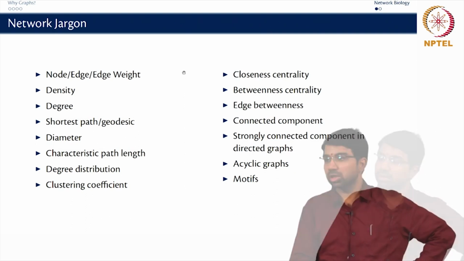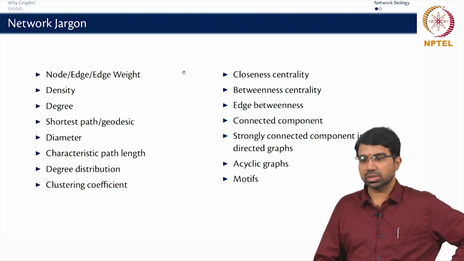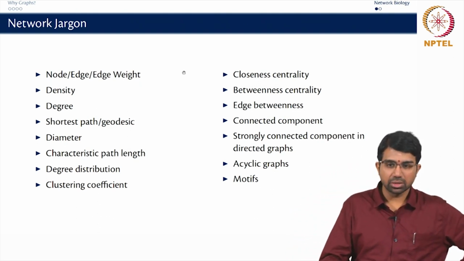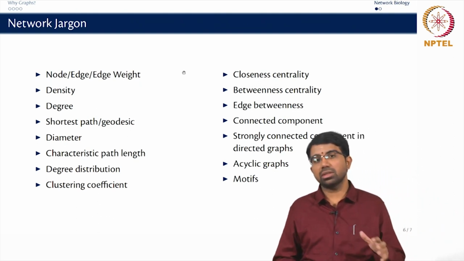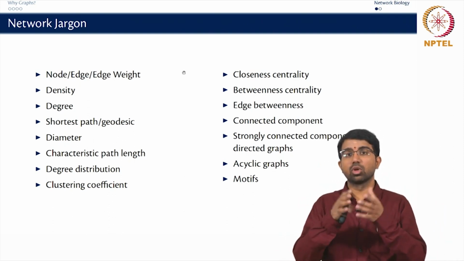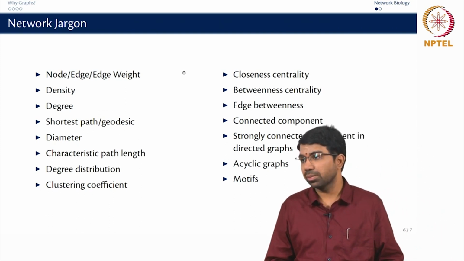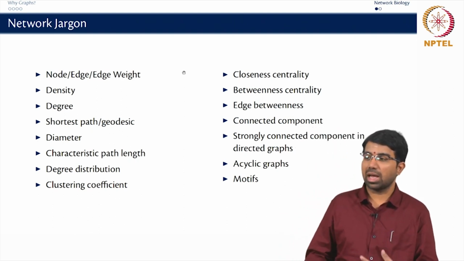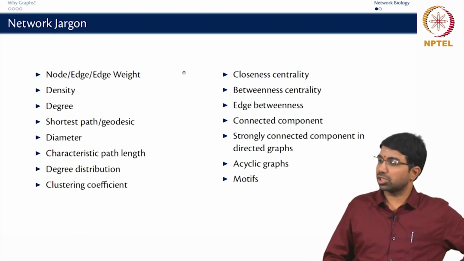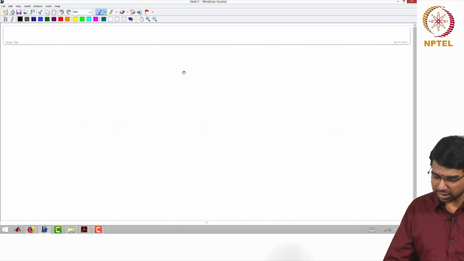Closeness centrality is a node property, as is betweenness centrality. Edge betweenness, as the name sounds, is an edge property. Then of course, connected components and so on. So, we have several different properties to study a node in a network, as well as several global characteristics of networks themselves. There are many more interesting centrality measures. We will try to do them in the lab session rather than just look at all the definitions and so on. For example, there is page rank.